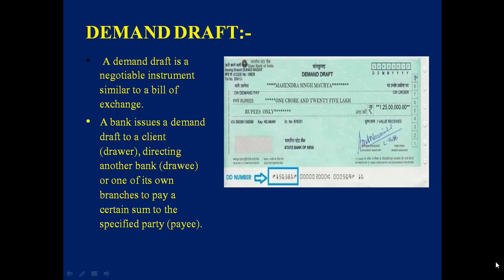So if I am going to transfer an amount to somebody's account, instead of transferring online, I can make a demand draft and give it to him or her, and he can go to his or her bank with the same branch and deposit it. If he has the account in another branch, it may take 2 or 3 days to get the amount deposited in his or her account.